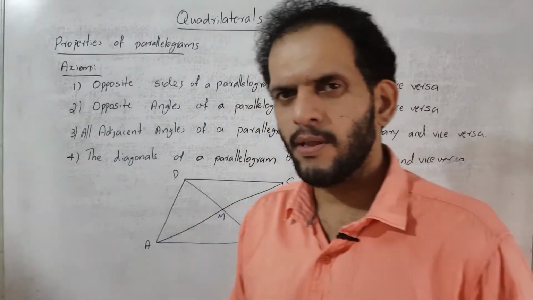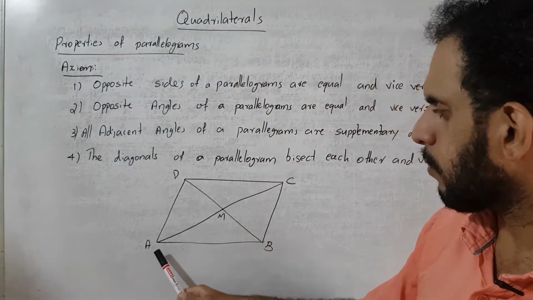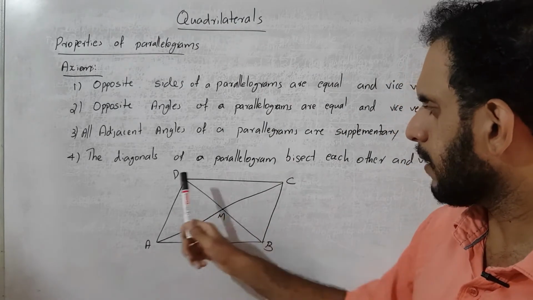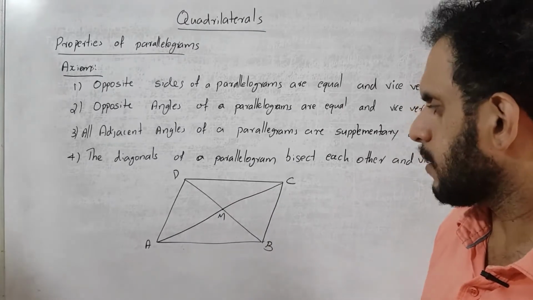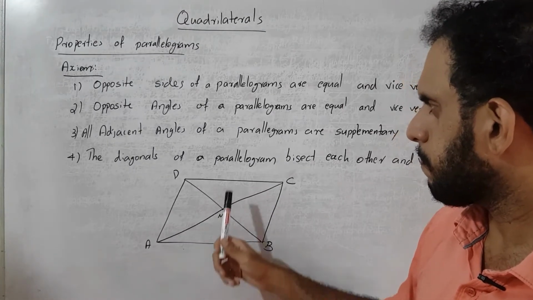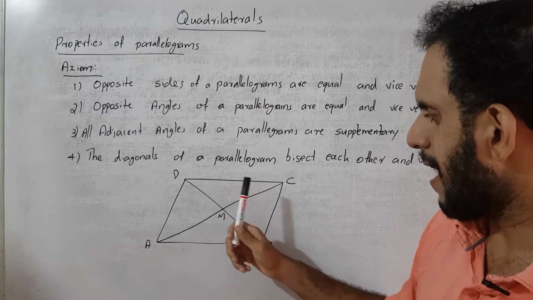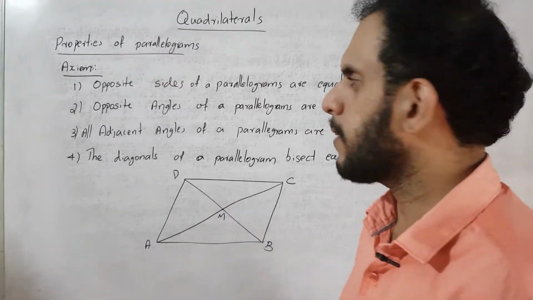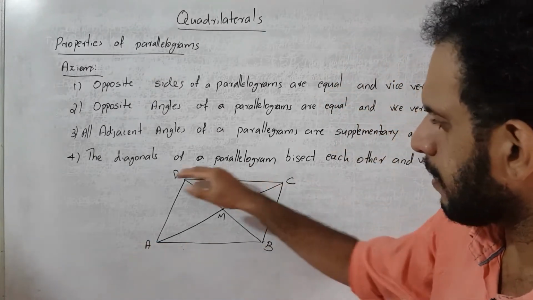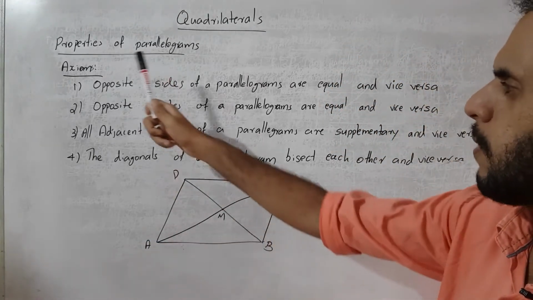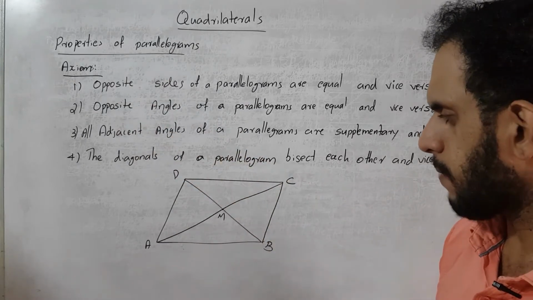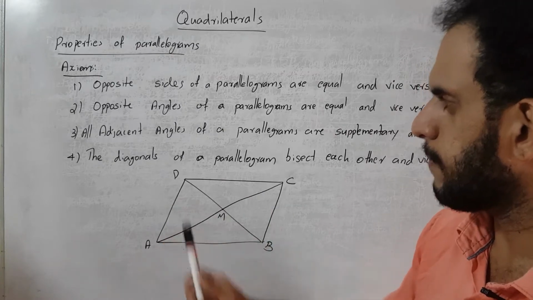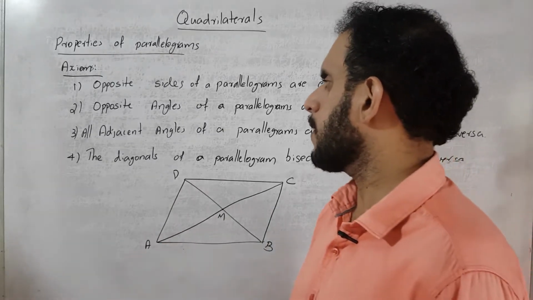That means in the case of this parallelogram ABCD, what do we get? The given quadrilateral ABCD is a parallelogram, then surely AB is equal to DC and BC is equal to AD. That is the first property of a parallelogram. If the given quadrilateral is a parallelogram, then the first property is opposite sides are equal. That means AB is equal to DC and BC is equal to AD. Okay, then what is the second property?